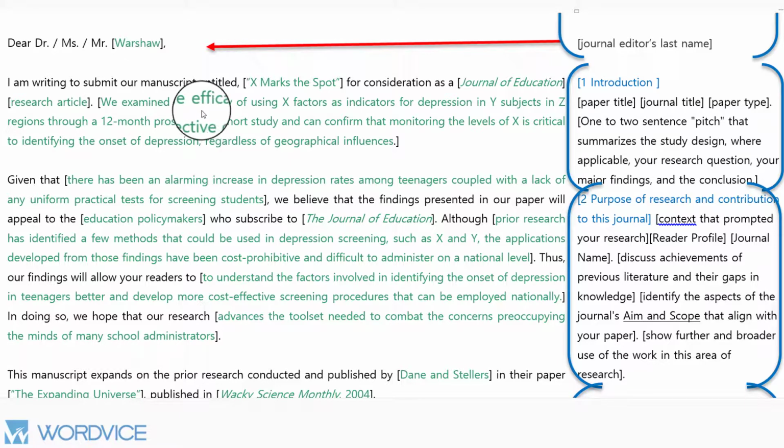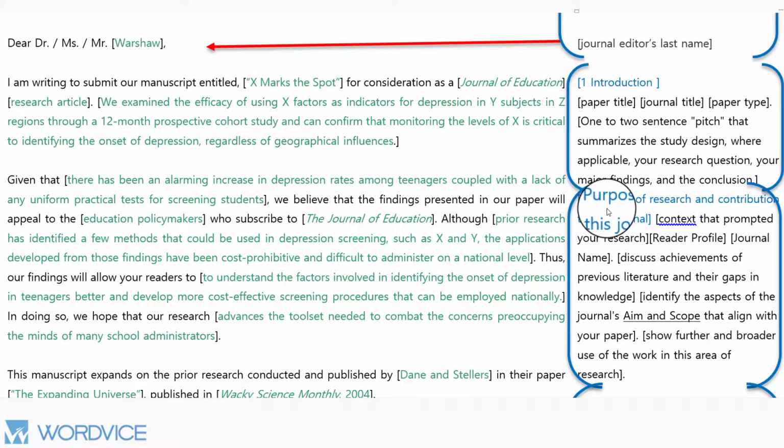We examined the efficacy of using X factors as indicators for depression in Y subjects in Z regions through a 12-month prospective cohort study and can confirm that monitoring the levels of X is critical to identifying the onset of depression, regardless of geographical influences. As you can see here, this is only one sentence, but you can write as many as 1 to 2 sentences and briefly talk about the conclusions that your study has reached.